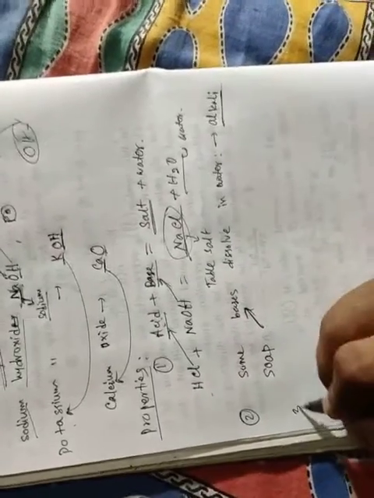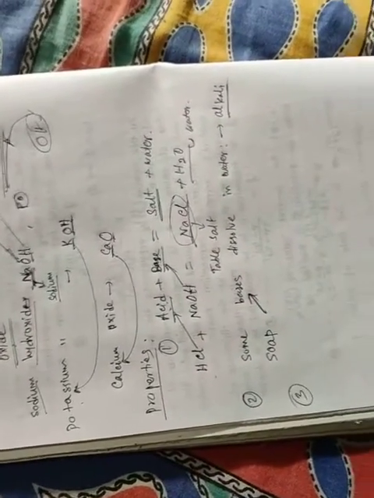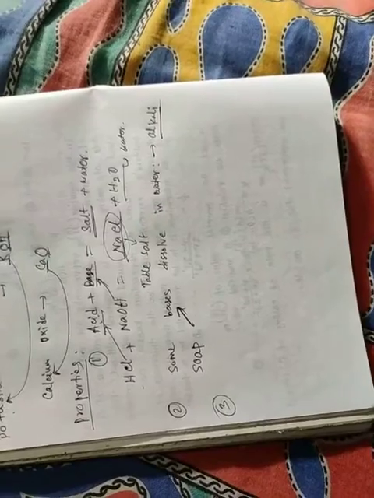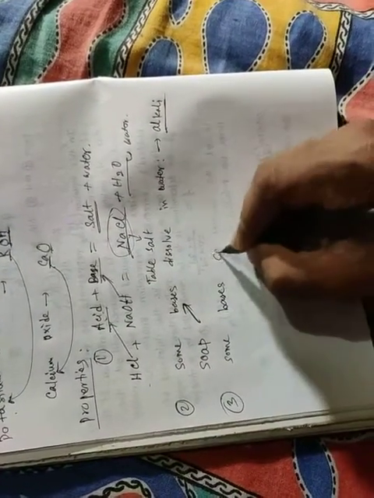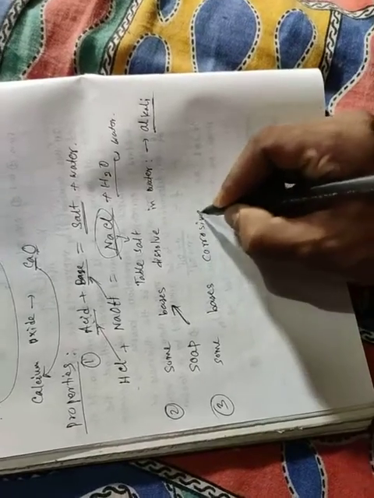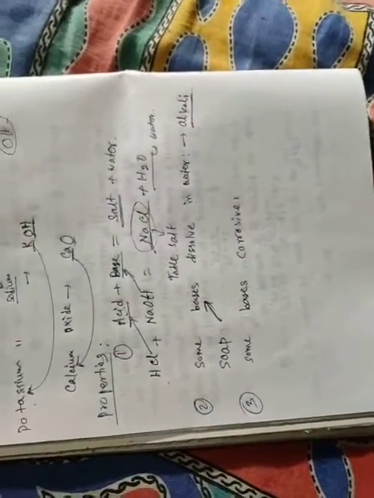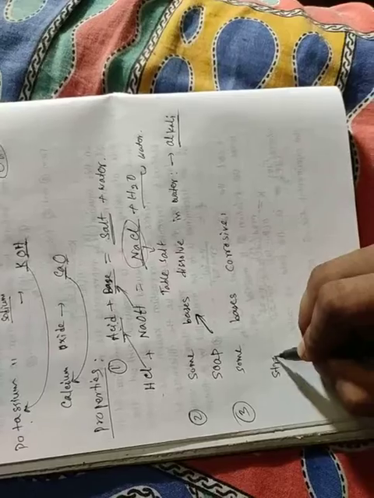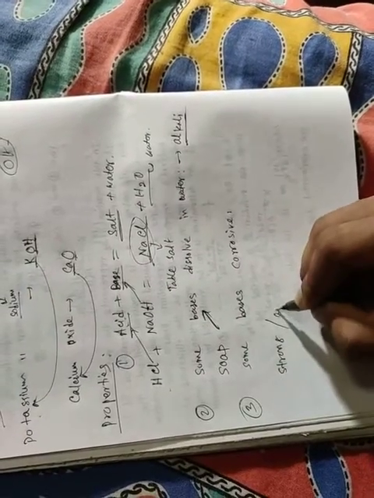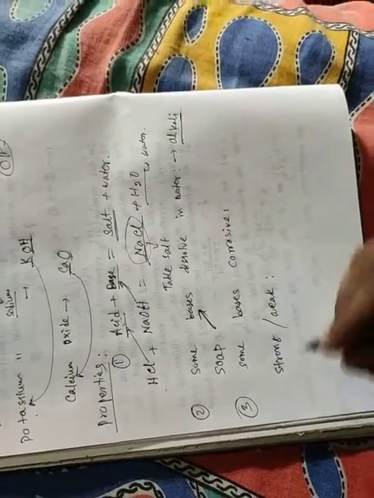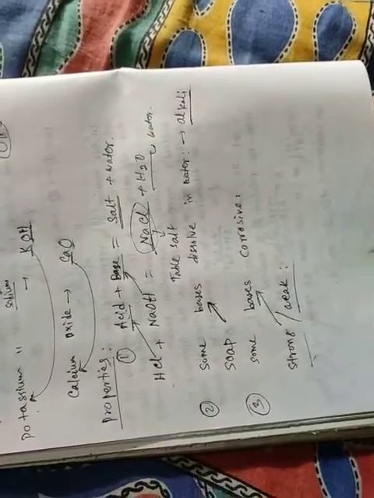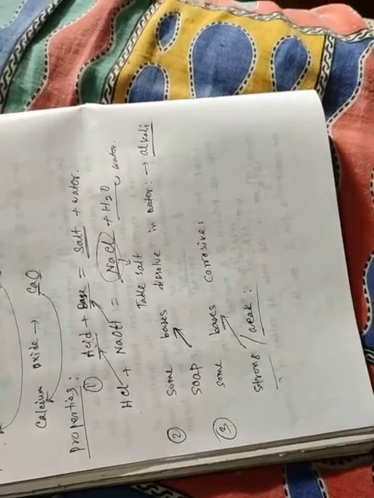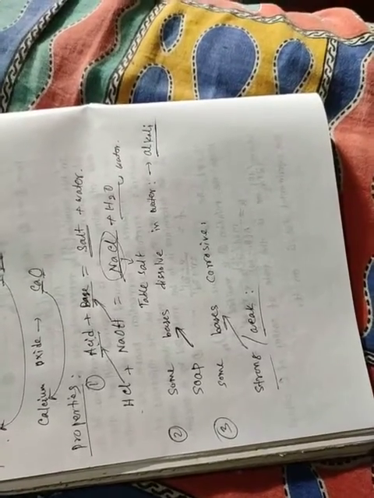Okay. Next, third: just like some of the acids are corrosive, some of the bases are corrosive. One thing to remember, there are also two types of base: first is strong base, second is weak base. And strong bases are corrosive.